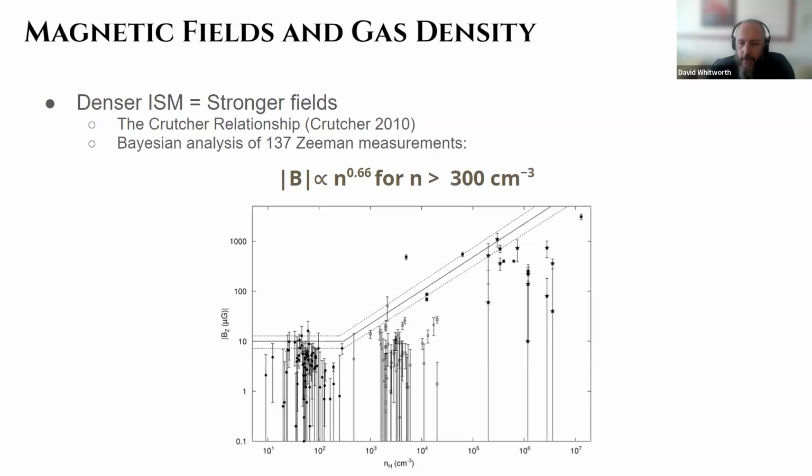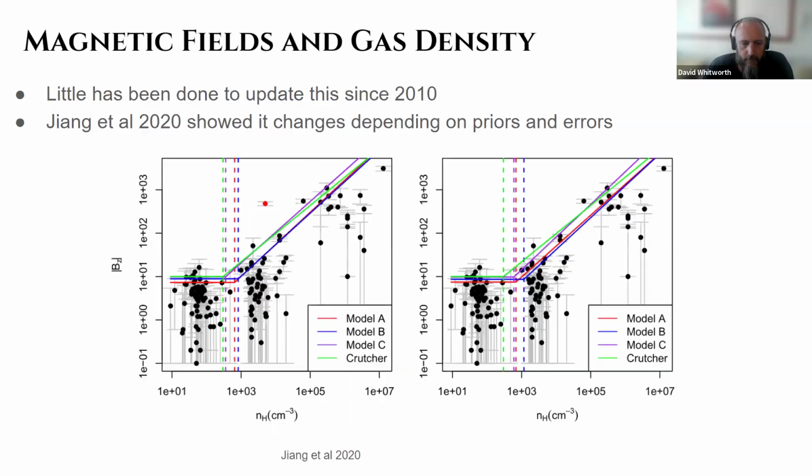And we see that in this wonderful plot from Dick Crutcher in 2010. This is quite a famous plot and famous relationship, where he did a Bayesian analysis of 137 Zeeman measurements and found that there is a relationship above 300 centimeters cubed, that it grows by about 2/3. There is little work that has been done on it since then.